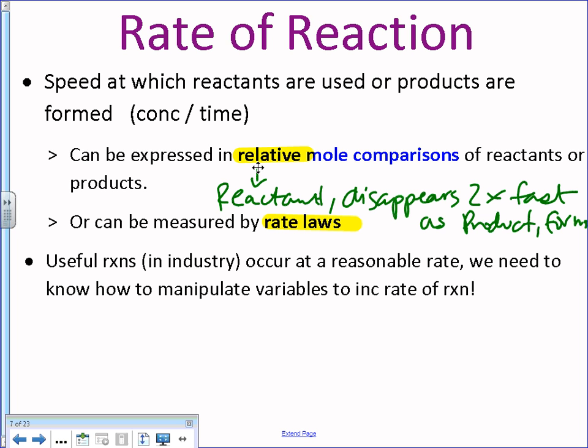So we can look at the speed at which the reactants are consumed or used, or the speed at which the products are formed. Which of these rates would be a positive rate? Reactants or products? Products, right. Products would be formed, so that would be a positive concentration change over change in time.